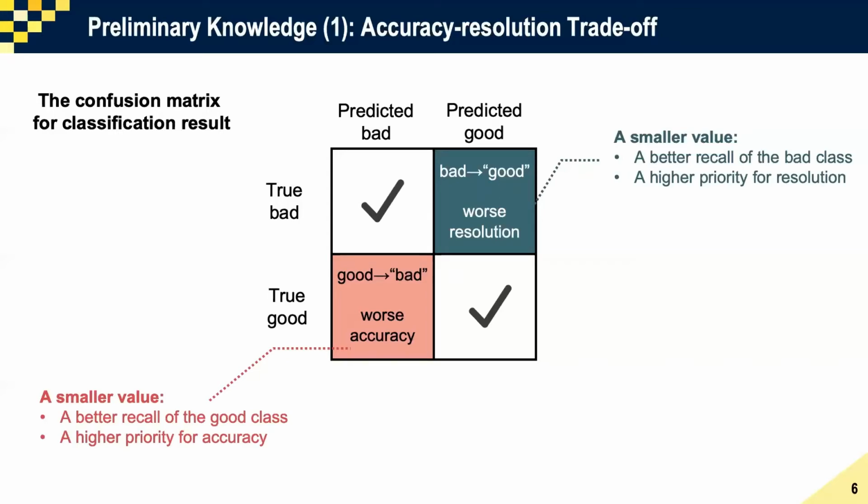However, when tuning an ML model, it is virtually impossible to minimize both the bottom left and top right entries, because adjusting the model parameters usually decreases one entry while increasing the other. The trade-off between the two entries corresponds to the trade-off between accuracy and resolution.